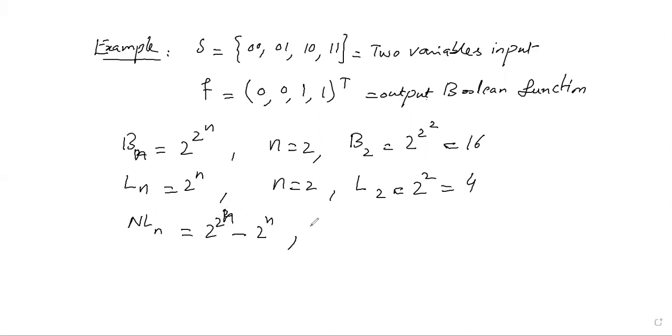2 power 2 power n minus 2 power n+1. And when n is 2 input, so there will be 16 minus 4, which is 12. So out of 16 total Boolean functions, 4 are linear and 12 are non-linear. So these are some classification. And let us check whether the sum function satisfies the criteria of linear functions or non-linear functions.